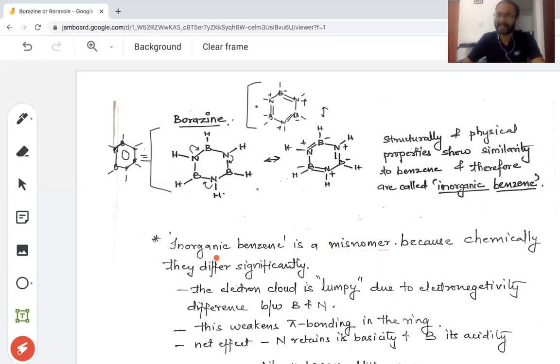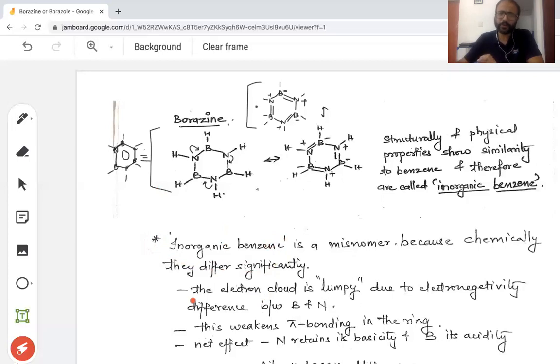It's not exactly an inorganic analog of benzene because they have a lot of differences between them. So this particular terminology is a misnomer. It's not a clear-cut correct name that can be given to a Borazine system. Since it's structurally similar, this is being used, but it shouldn't tell you that they are completely the same as benzene. No, Borazines are not completely the same as benzene; they are different in their chemical properties.